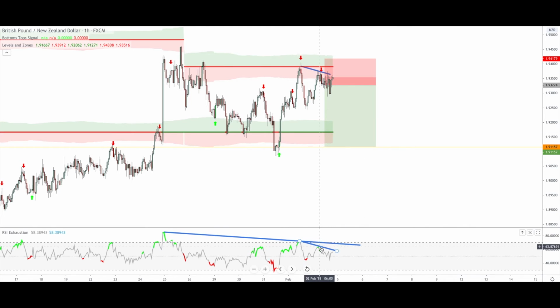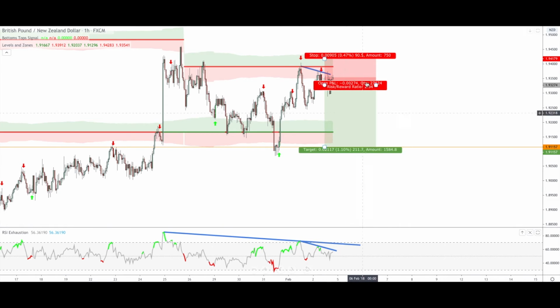The thing that I see down here in the RSI is that it is decreasing, which is good because it means that the price should eventually fall.